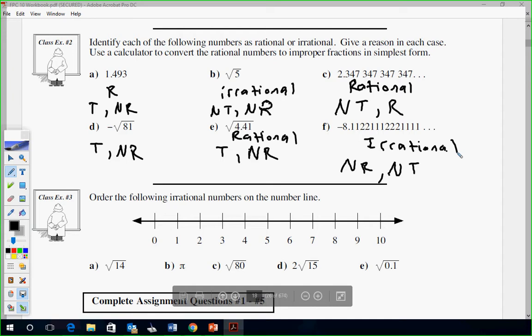Okay, go ahead and give you a second here, and we'll order those 5 on the number line. You can use your calculator to approximate where you'd put them, or you probably know this is 3.14, so you can put that around 3.14.